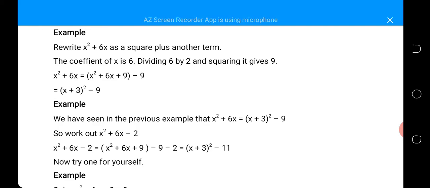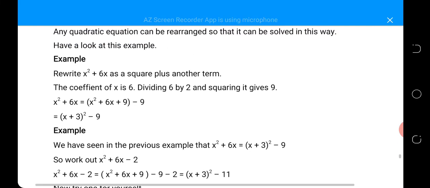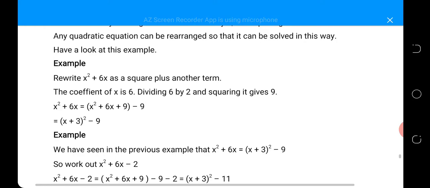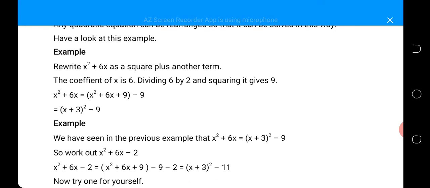Example: x squared plus 6x will be rewritten in this form. The coefficient of x is 6. Dividing 6 by 2 and squaring it gives 9. Therefore, x squared plus 6x will be rewritten in this form: x squared plus 6x plus 9, all in brackets, minus 9.